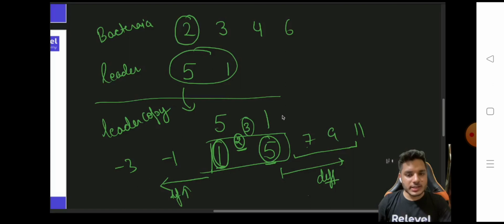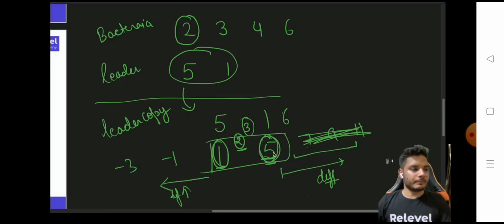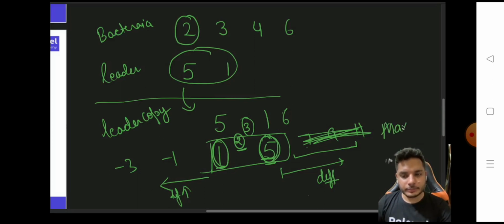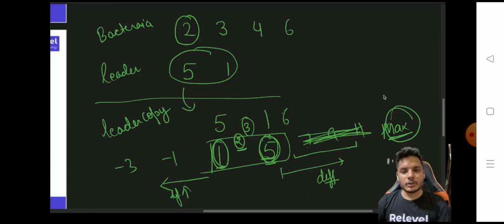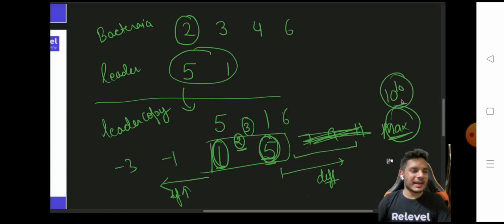Now if we go to 6, let's say there is no element on the right. Since there is no element, what I can do is put some maximum value here, let's say 10 to the power 10, maybe something like that. So it is a number that can never be reached, right?